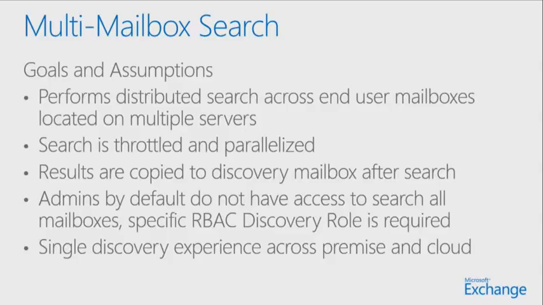Multi-mailbox search performs a distributed search across end-user mailboxes located on multiple servers. Search is throttled and parallelized. Results are copied to the Discovery Mailbox after the search. Admins by default do not have access to search all mailboxes; a specific role-based access control discovery role is required. There is a single discovery experience across premises and cloud.